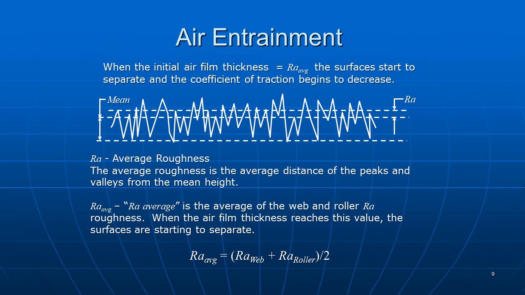Now, webs have a roughness and rollers have a roughness, and so we add those two together and divide by 2, and we get the Ra average. And so that's one of the roughnesses that we have to keep track of.